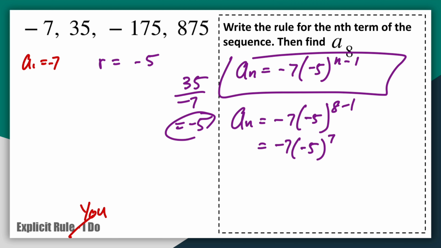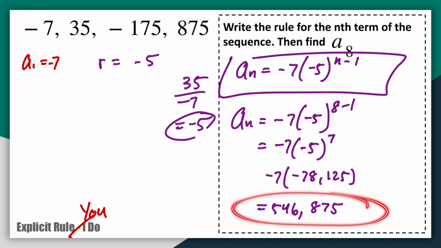So you get -78,125, so -7 times -78,125, which brings me to a positive 546,875. Boom. That's the 8th term in the sequence.